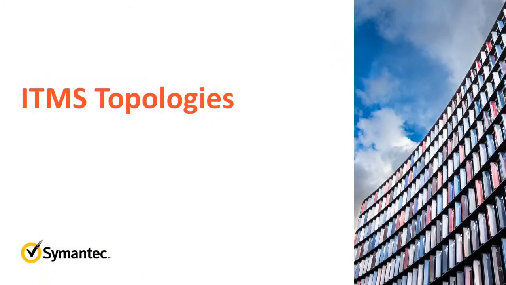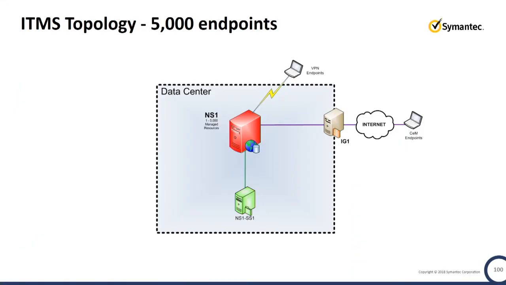Okay, so we'll take a quick look at topologies. These are the obvious breakpoints. So this is for up to 5,000. It's a single notification server with a single site server, Internet gateway if required. It's a very basic configuration, right? This is what should handle it, and SQL is on box too, right? In this case here, I don't think we're going to recommend SQL Express or any of the free versions, okay? But if you're doing testing or you're in a dev environment, for sure, use any SQL you can.